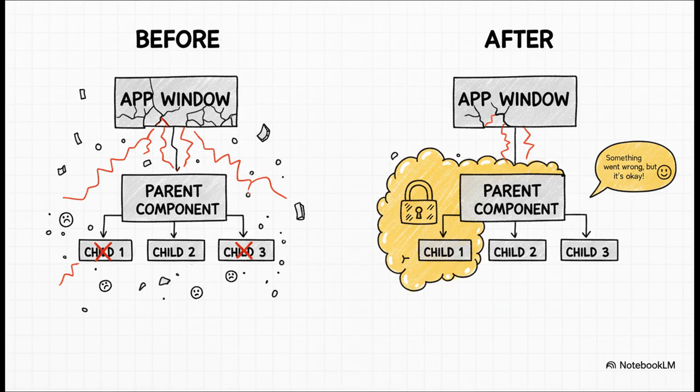Seriously, without it, one little error in a small child component could crash your whole app. But with this, the parent component can catch that error, log what happened, and maybe show the user a nice, friendly message instead of a broken page. It makes your whole application way more robust and resilient.